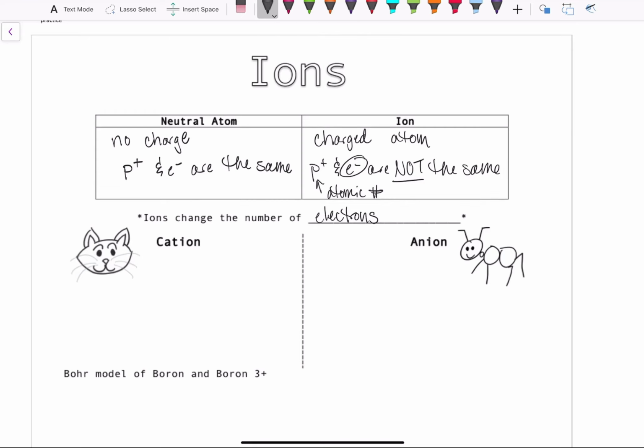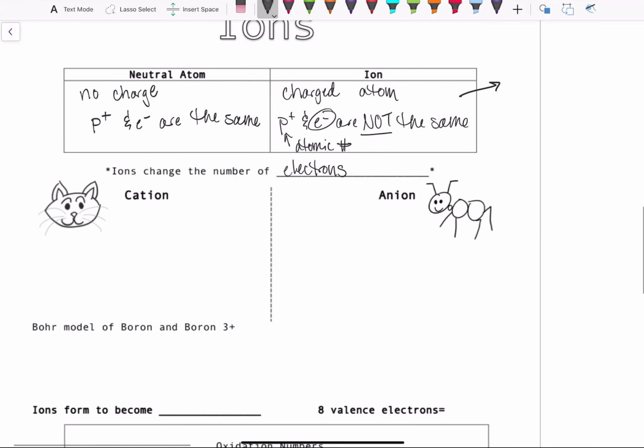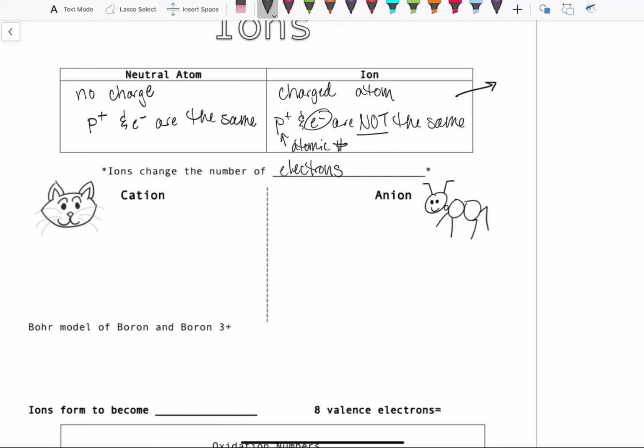Let's talk about the two different types of ions. So ions can form one of two ways. We'll write this off to the side. They can form by, number one, gaining an electron, or electrons, and number two would be losing electrons. So if we're changing the electrons, we only have two options. We can gain more or we can lose some.